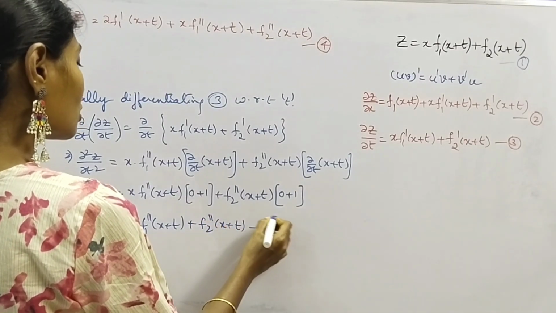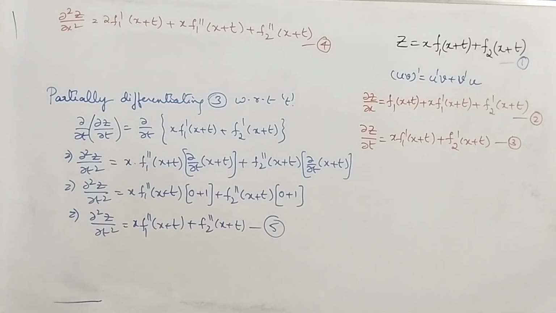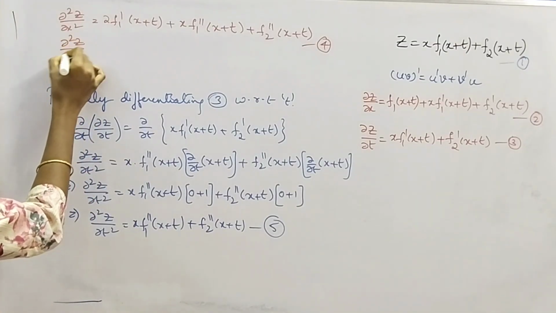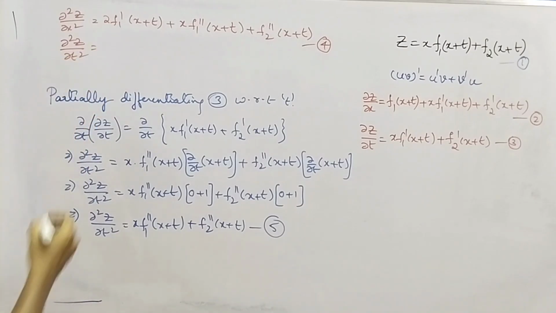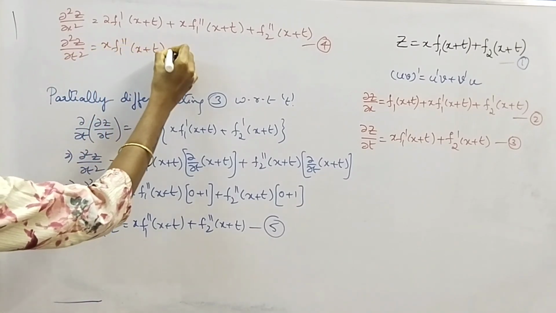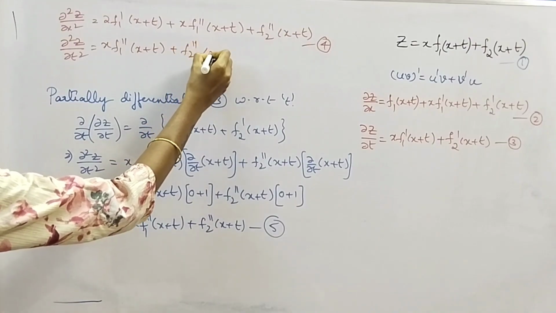Now consider this as equation number 5. Now we got dou square z by dou t square equal to x into f1 double prime plus f2 double prime.